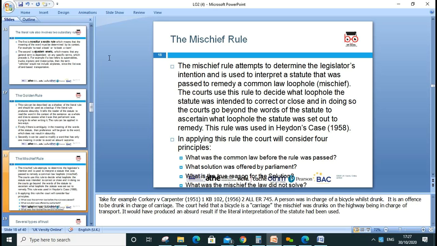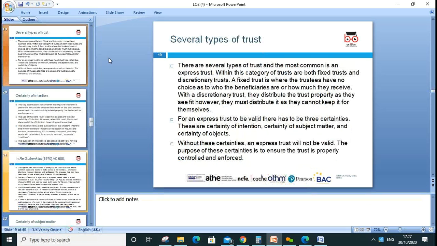And we have here Cockery versus Carpenter in 1951. A person was in charge of a bicycle while drunk, and it is an offence to be drunk in charge of a carriage. The court held that the bicycle is a carriage. The mischief was the drunk on the highway being in charge of transport, and it would have produced an absurd result if the literal interpretation of the statute had been used. So in this case, any question?